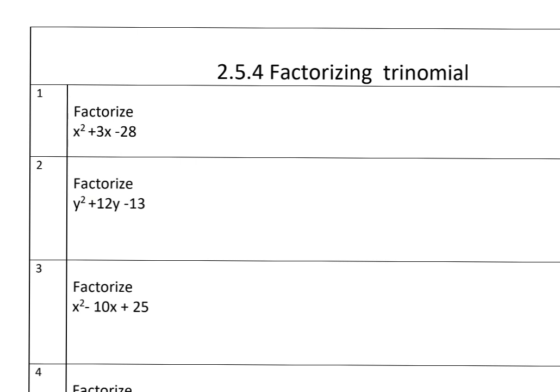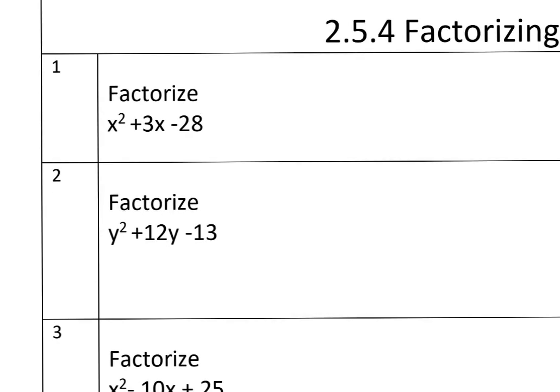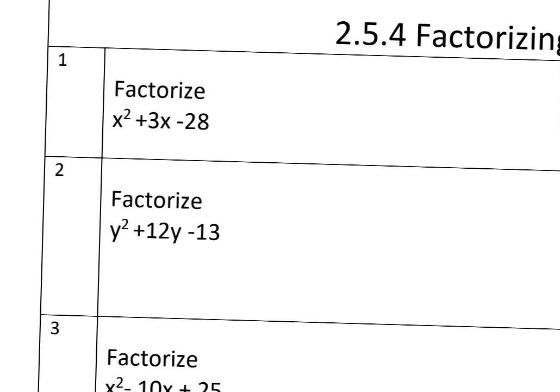The last lesson in this topic: factorize trinomial. How to factorize a trinomial? The first step to factorize: if you have a common factor, extract the common factor. Now we try the first one. x squared plus 3x minus 28. Look at the coefficients 1, 3, 28. So no common factor.